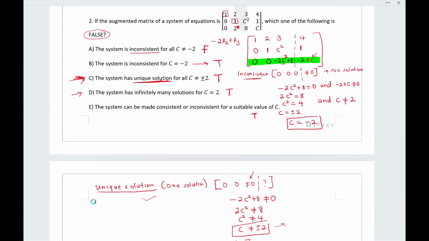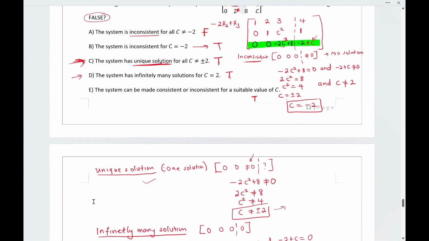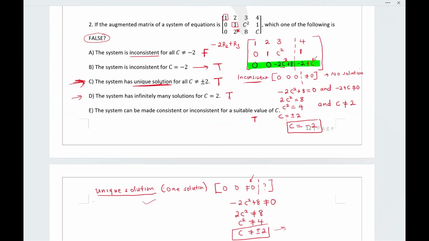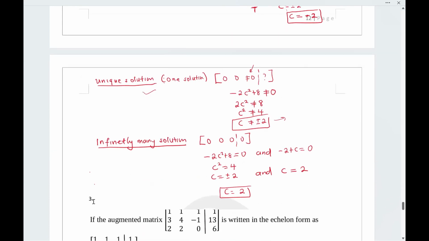Why is it false? Because it said the system is inconsistent for all values of c not equal to -2. And where do we have inconsistent? Which is this one. Inconsistent is only when c is equal to -2. But this is saying for c not equal. So get the difference. All right, very good.